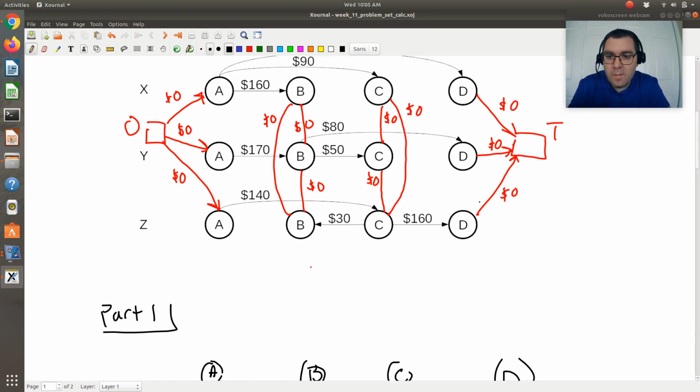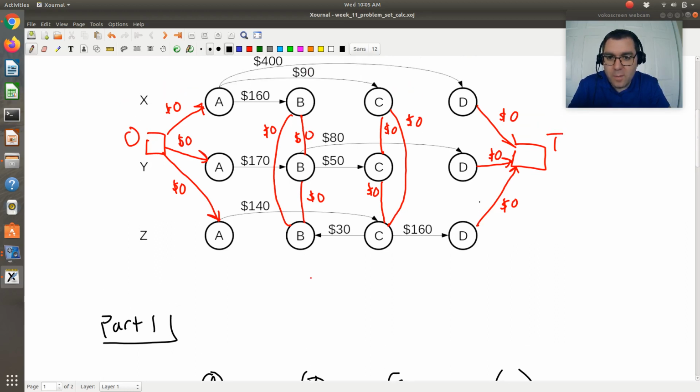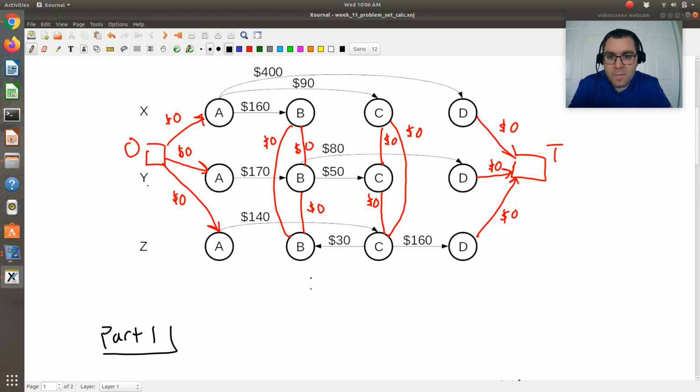What I mean by that is, when I look at our nodes A, B, and C, let's look at all possible connections. I'm not going to distinguish between X, Y, and Z, because it doesn't cost me anything to switch airlines between X, Y, and Z. So when I look at A, I have a route from A to B that's $160 and a route from A to B that's $170.